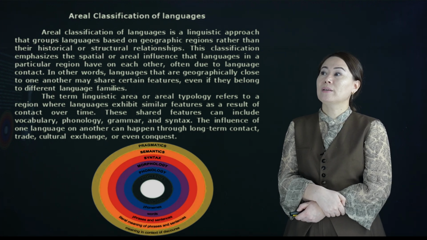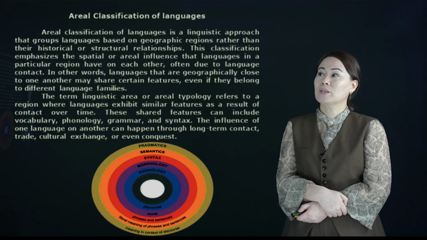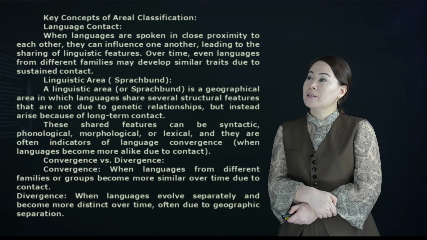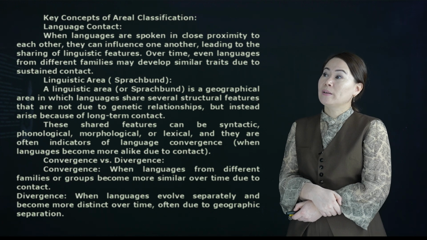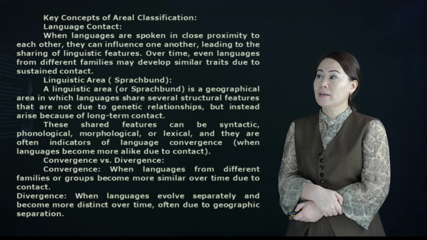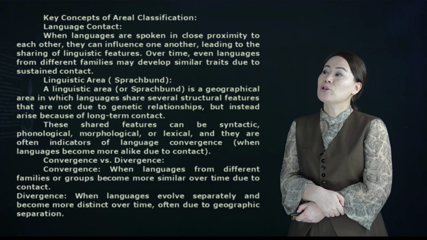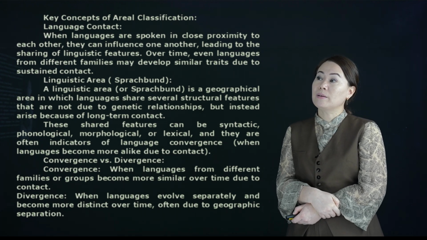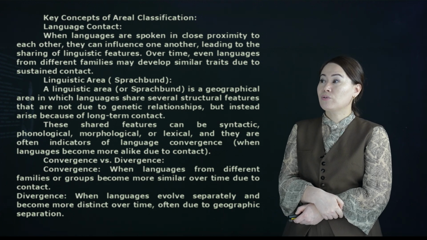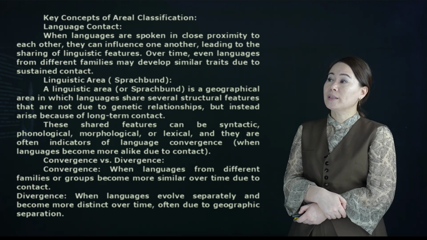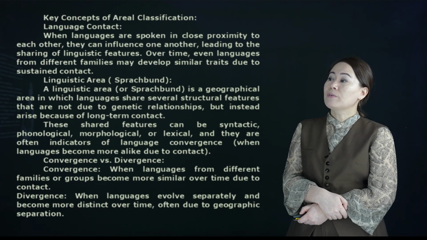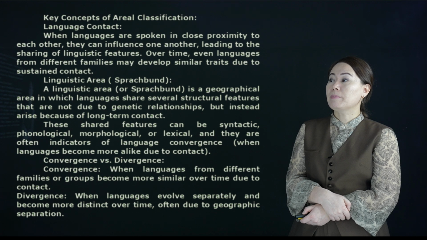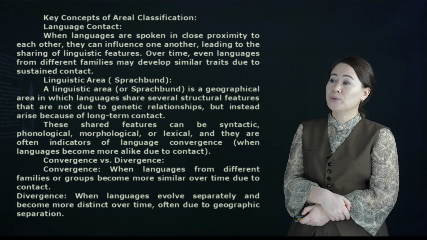Areal classification of languages is a linguistic approach that groups languages based on geographic region and historical or structural relationships. Key concept of areal classification: language contact. When languages are spoken in close proximity to each other, they can influence one another, leading to the sharing of linguistic features over time. Even languages from different families may develop similar traits due to sustained contact. Here is the linguistic area. These shared features can be syntactic, phonological, morphological, or lexical, and they often indicate language convergence, when languages become more alike due to contact.